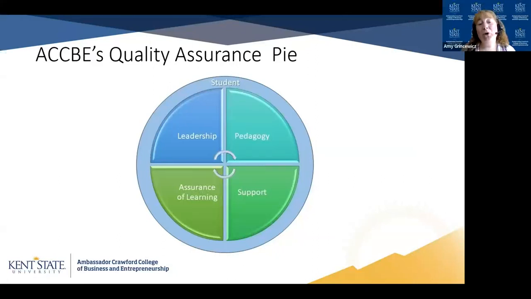design. So I kind of took the quality pie idea and decided to create our quality assurance pie that works for how our college works and all the different pieces that work together. So thank you, QM, for the quality pie, because that was the inspiration for the quality assurance pie. This is how we've done it in the college.